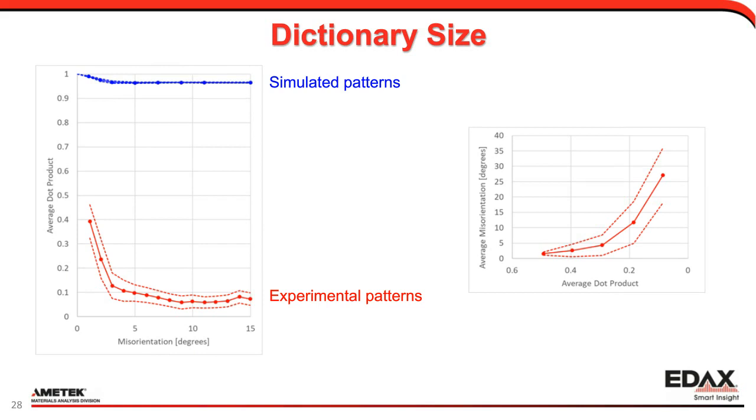I took a look at comparing simulated patterns versus simulated patterns, and experimental patterns versus experimental patterns. I did get a similar result, albeit with the average dot products much lower for the experimental patterns. And this just shows that a value of about 3 degrees looks to be probably the coarsest dictionary that we could handle.